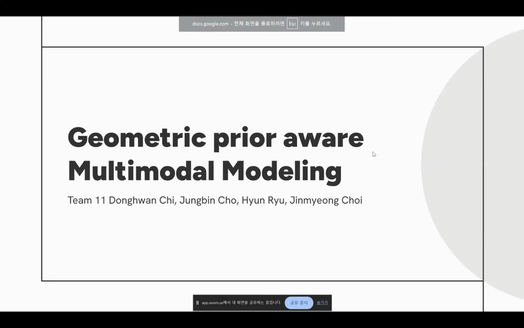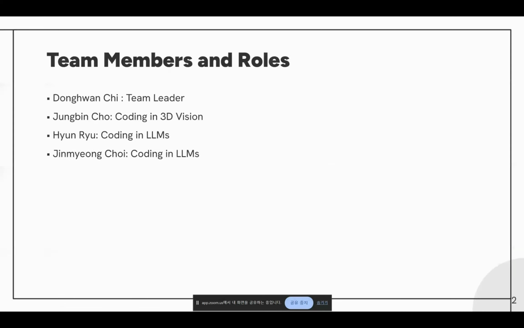Hi, we're Team 11, and we're going to talk about geometric-aware multimodal learning. These are the members and our roles. Our team consists of Dongwan Chi, Jongbin Cho, Hyun Ryu, and Jin Myung Choi.